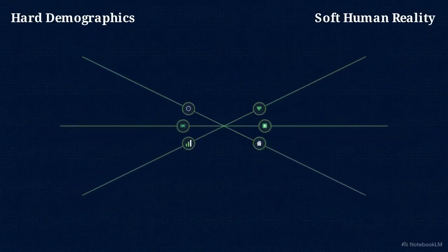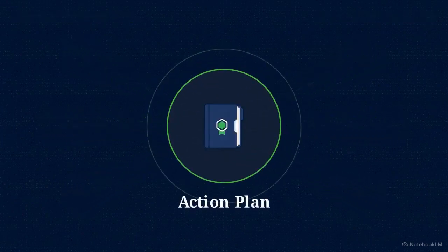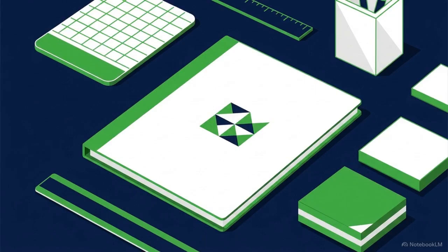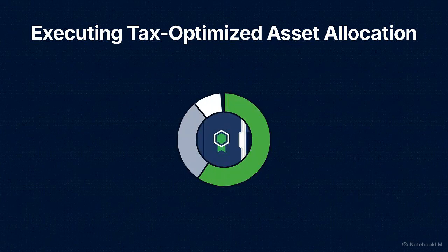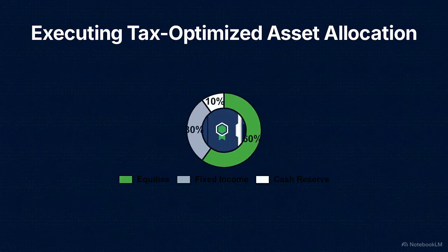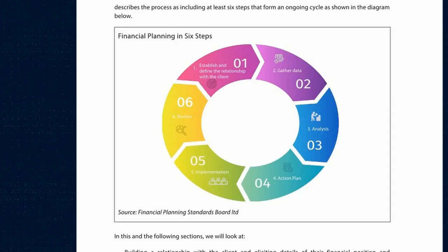All of this data synthesis, the hard demographics, combined with the soft human reality, is finally translated into step 4, the action plan. Abstract human goals are converted into concrete mechanics. The advisor sets specific asset allocation percentages and builds the exact tax planning structures required to meet the client's prioritized targets. But the process doesn't end with implementation.